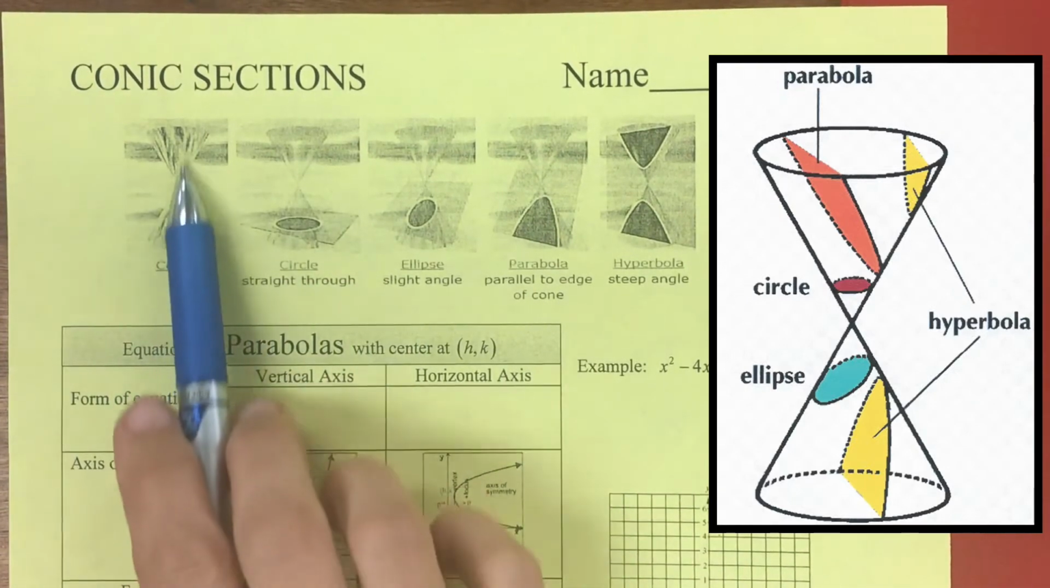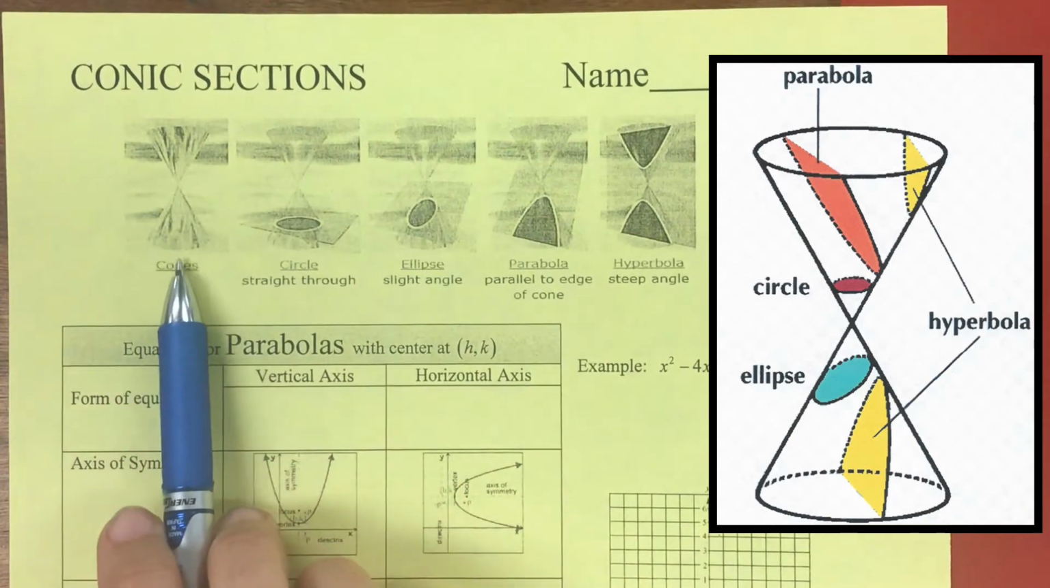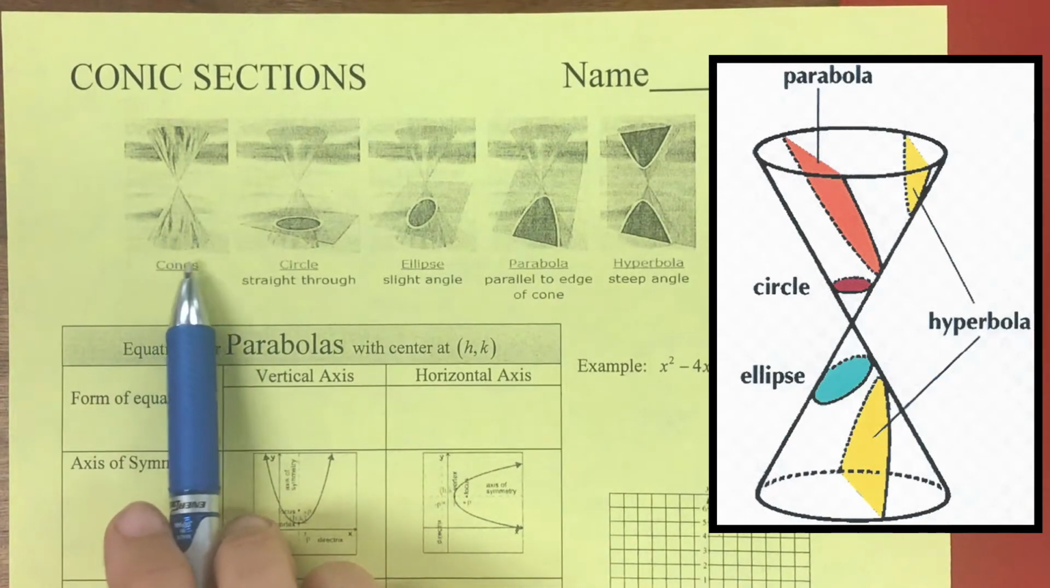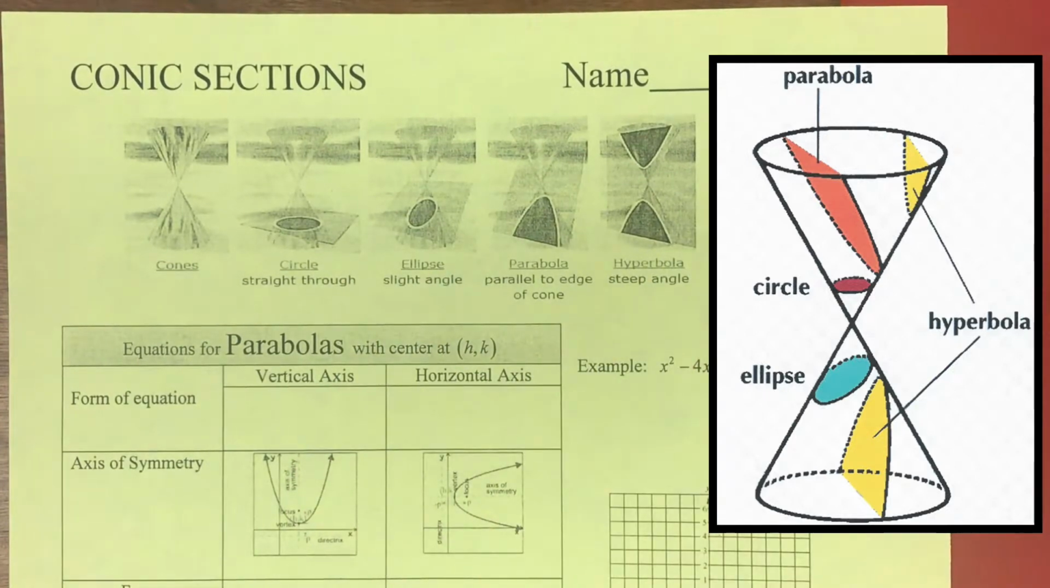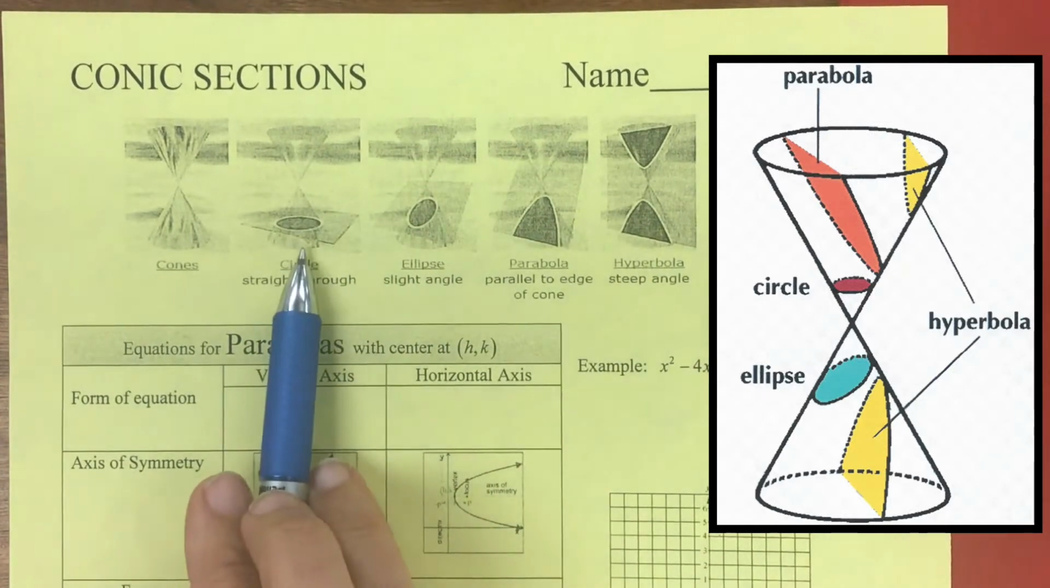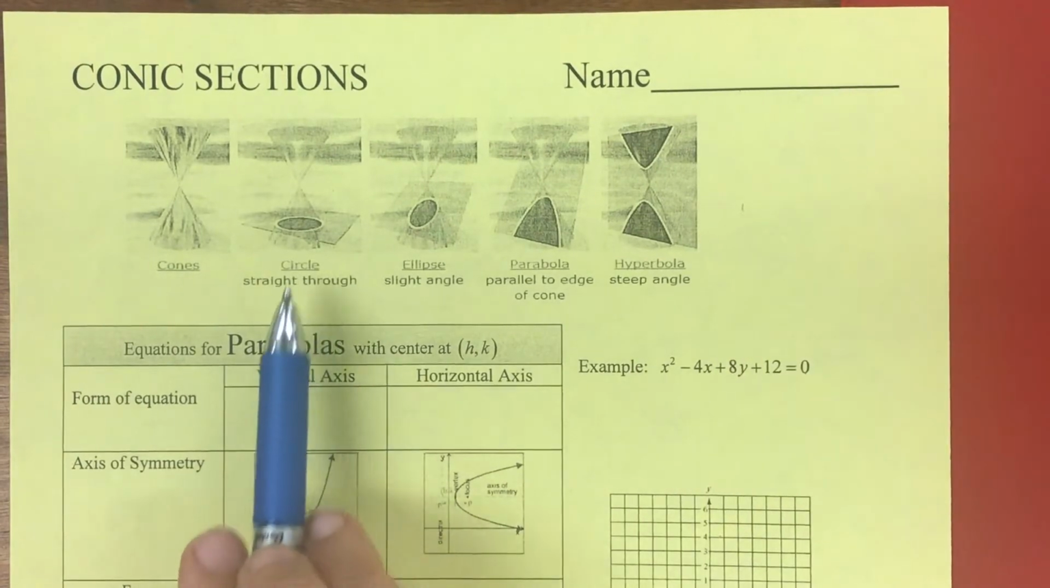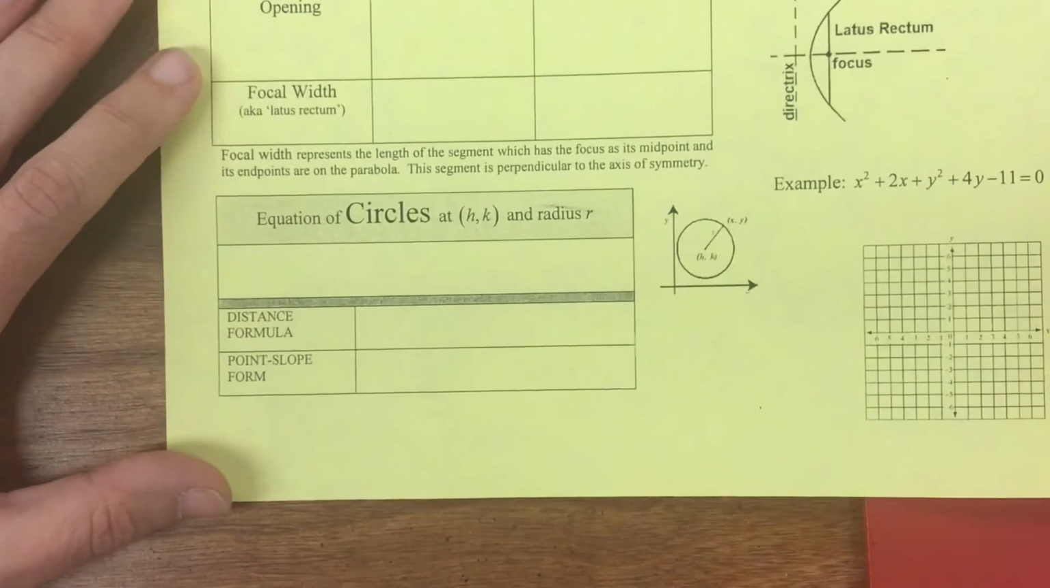So if you have two cones that you put on top of each other, kind of like the picture on your worksheet, if you slice it at various angles, you get those four different shapes. And today we're going to be focused on the circle. So we're going to skip over this parabola section here and drop down to circles.